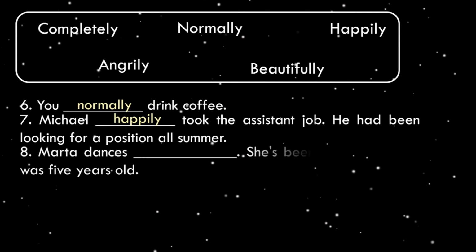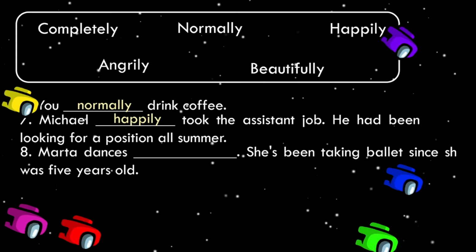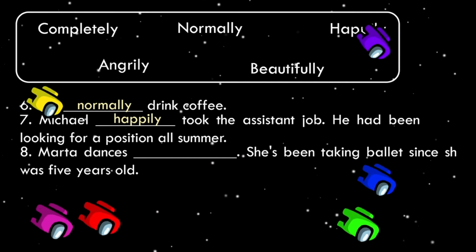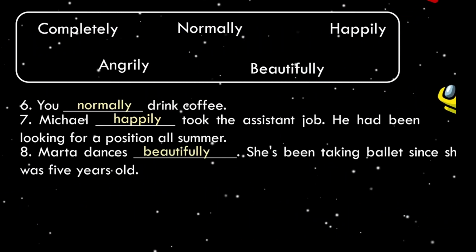Number 8. Marta dances blank. She's been taking ballet since she was 5 years old. What do you think is the correct answer? That's right. Beautifully is the correct answer for that. Marta dances beautifully. She's been taking ballet since she was 5 years old.